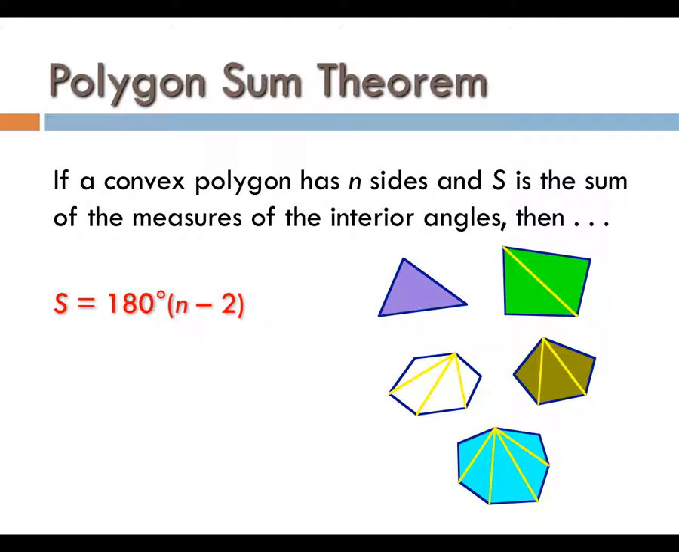The important thing to notice is that that doesn't tell me anything about individual angles. It just tells me what the sum is. If you look at the quadrilateral, for instance, all those angles are different sizes. So we can't talk about individual angles. We can only talk about the sum of the angles right now, but things will change in a little bit.